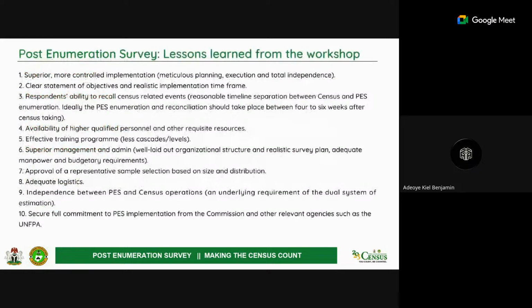Okay, lessons learned from the workshop. Moving forward, these are the lessons we learned that we feel that if you want to do an effective PES, a post-enumeration survey, it needs meticulous planning, execution, and total independence that is operational. A clear statement of objectives and a realistic implementation time frame. We must state our objectives: why are we doing this PES, clearly. And then we must have a realistic implementation time frame for it, which may not mirror exactly the 2 to 4 weeks, but nothing takes up to that, which is completely out of it because of our peculiarity.